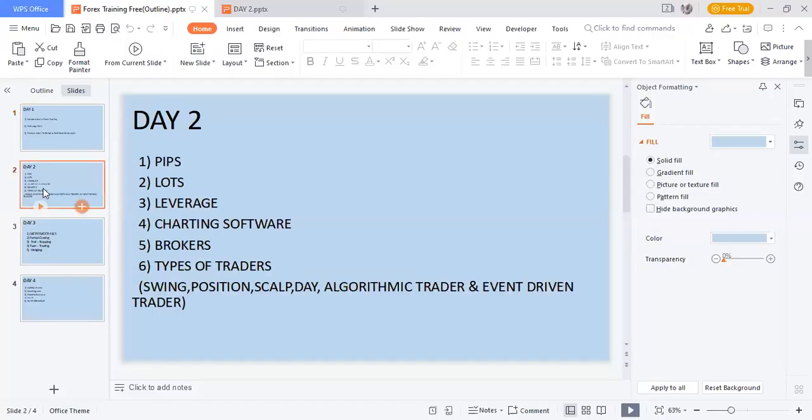For day two, which is actually today, we're looking at pips, lots, leverage, charting software. Then we'll dive into what? Brokers, types of traders: swing, position, scalp, day, algorithmic trader, and event-driven trader. So these are all I'll be covering in today's class. Let's commence successfully.